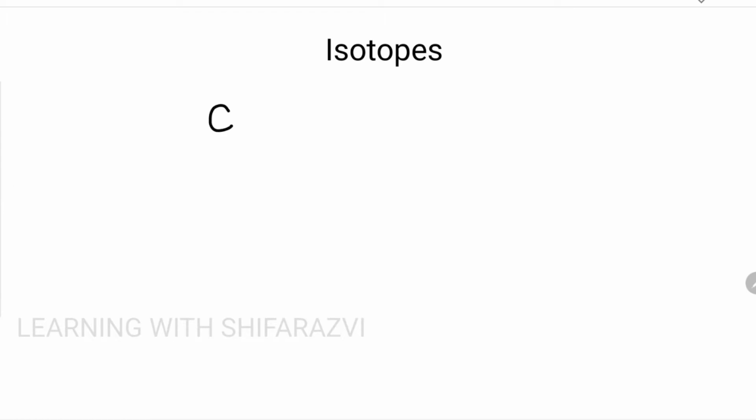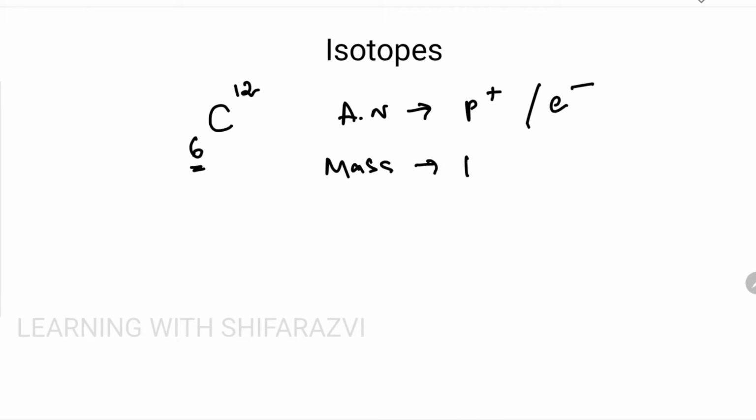Carbon has the atomic number of 6 and the mass number, or the atomic mass, of 12, which means the atomic number gives the number of protons or the number of electrons. The atomic mass gives the number of protons plus the number of neutrons, which are neutrally charged.